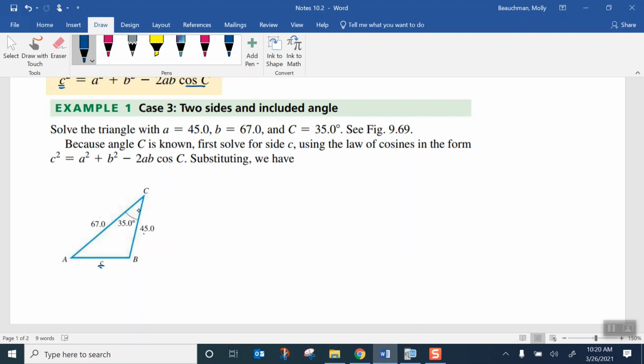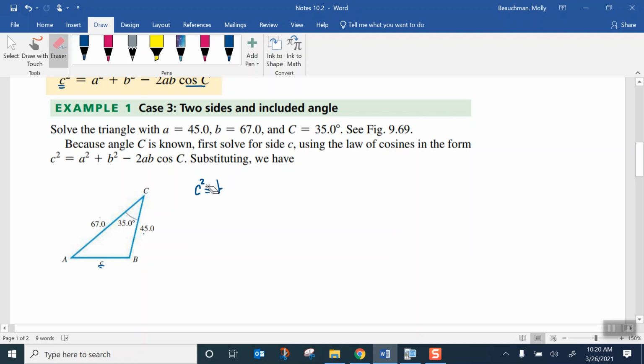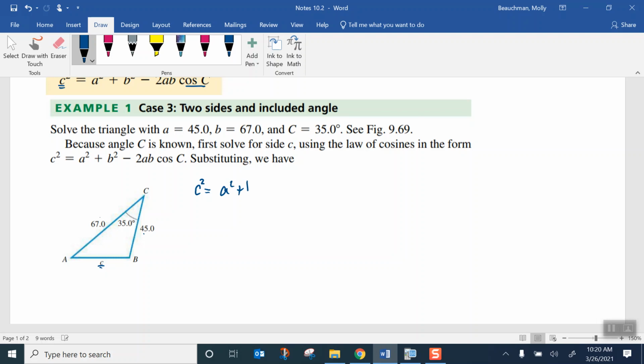So we're going to use the iteration of the law of cosines that uses c. So c squared would be equal to a squared plus b squared minus 2 times a times b times the cosine of angle C. Substitute the values in. c squared, what we're looking for, is equal to little side a, which is 45 squared, plus side b, which is 67 squared, minus 2 times 45 times 67 times the cosine of angle C, which is 35 degrees.